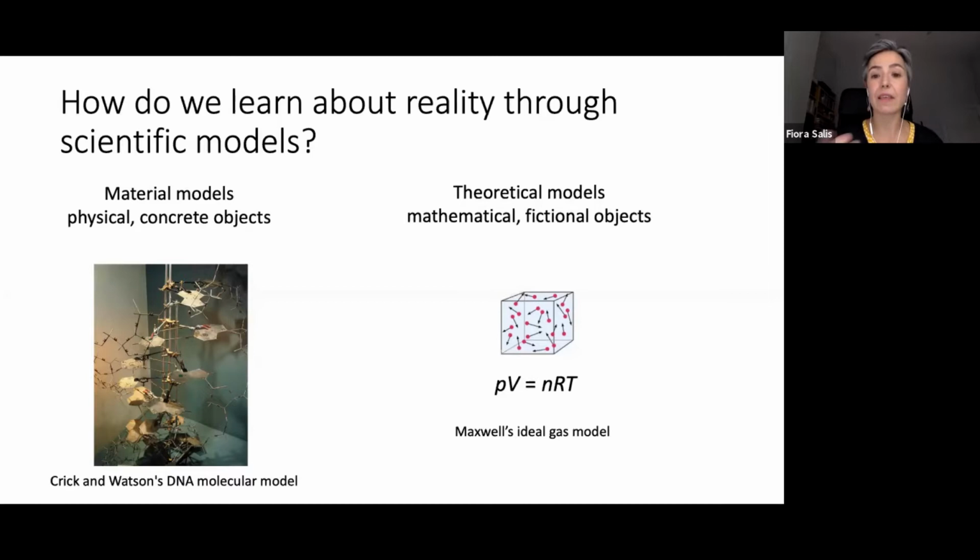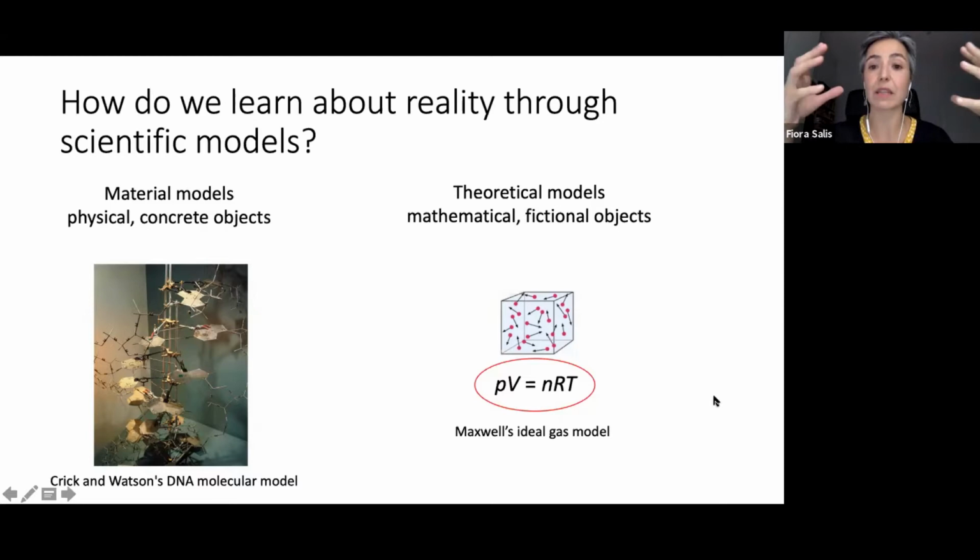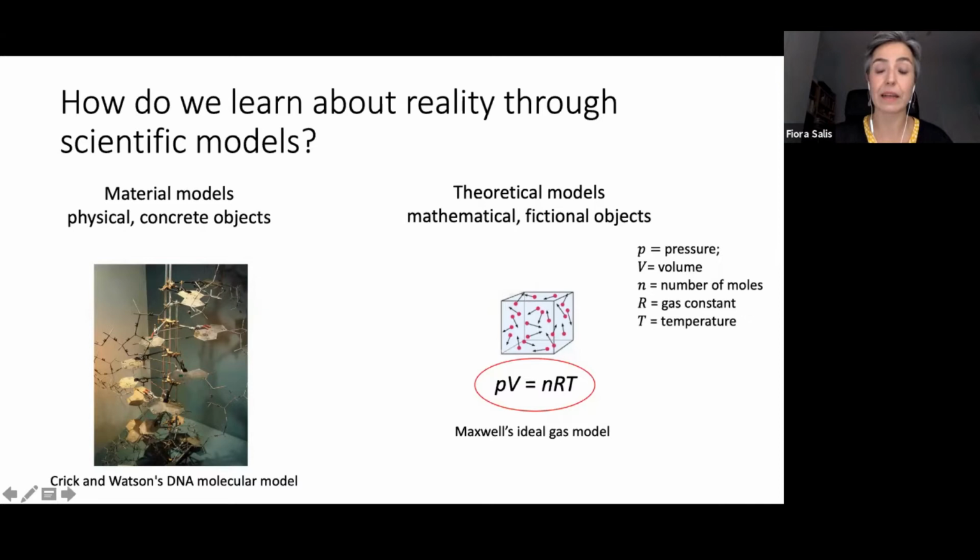In this case, we have an example, Maxwell's ideal gas model, a very simple model that I will use to illustrate some of the ideas that I will present in this talk. The model is usually identified with this simple mathematical equation. And the equation in itself, I should emphasize, is not a model of anything as a mathematical object. It becomes a scientific model when it is used under some interpretation. In this particular case, the interpretation involves the following assignments: P stands for pressure, V stands for volume, N stands for the number of moles in the gas, R stands for the gas constant, and then we have temperature.